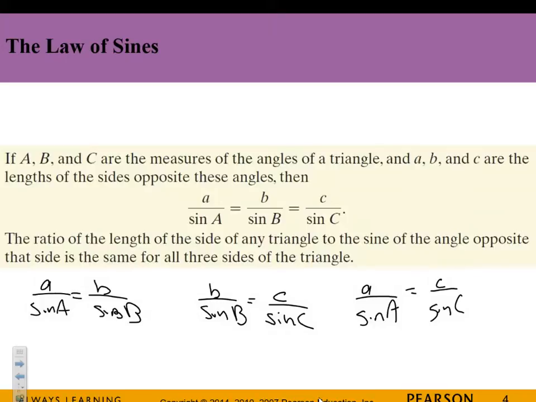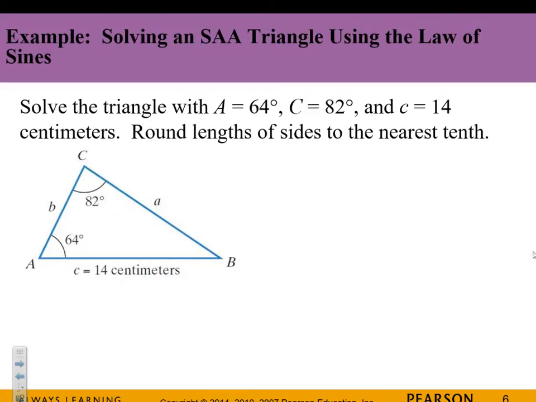Okay, all right, let's do this for real. Look at this. They want me to solve the triangle, and I already know that angle A is 64 degrees. I know that angle C is 82 degrees, and that little c is 14. What is the first thing that I want to find here? The first thing I'm going to want to find is little a, right? Because I have big C and I have little c. So I'm going to set up my ratio like this: 14 over the sine of 82 degrees is equal to, we'll call this x, over the sine of 64 degrees. Can you find angle B? Yes, you can. But right now the logical step is to find little a.